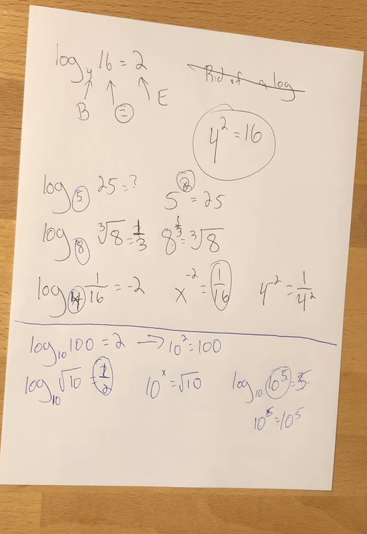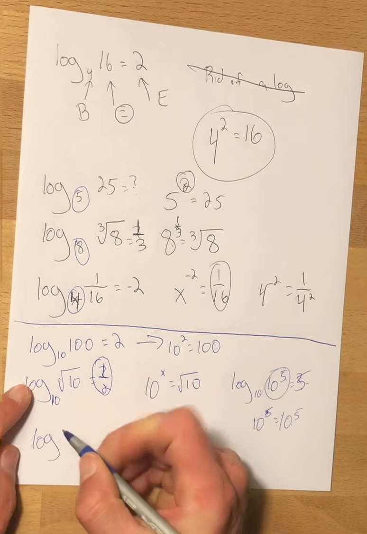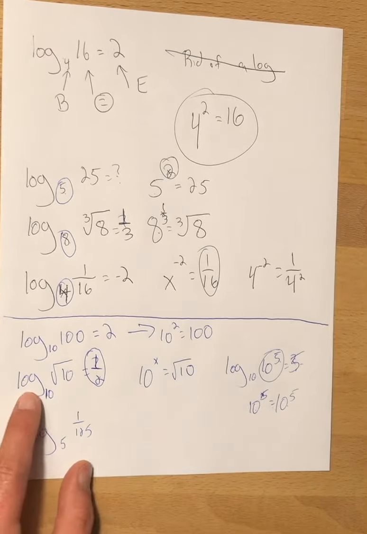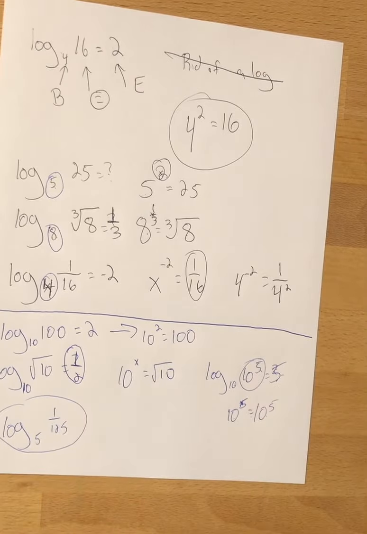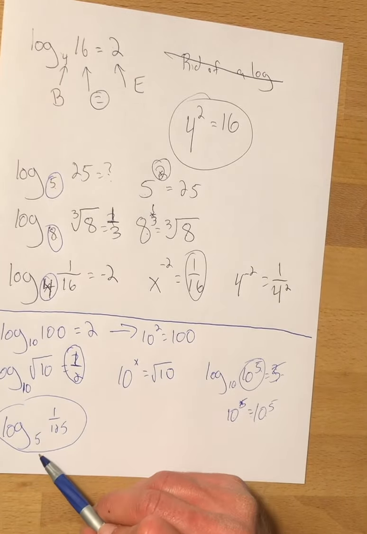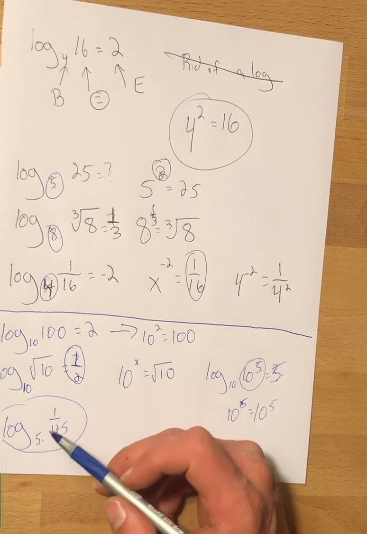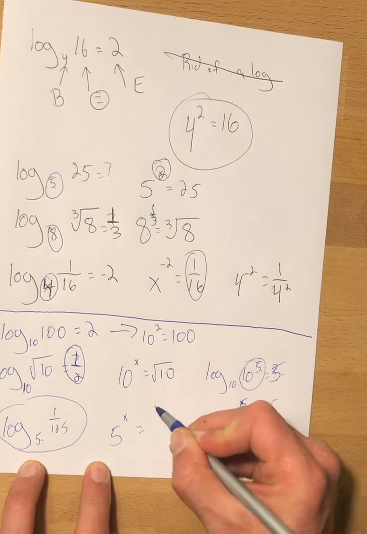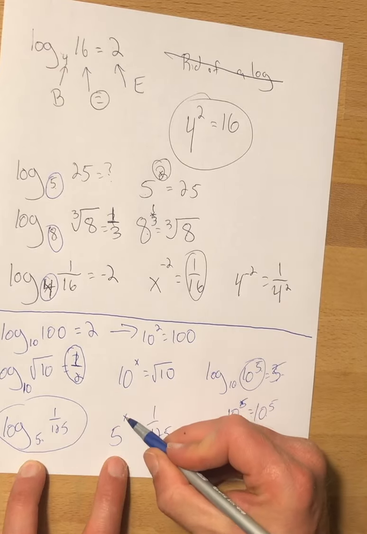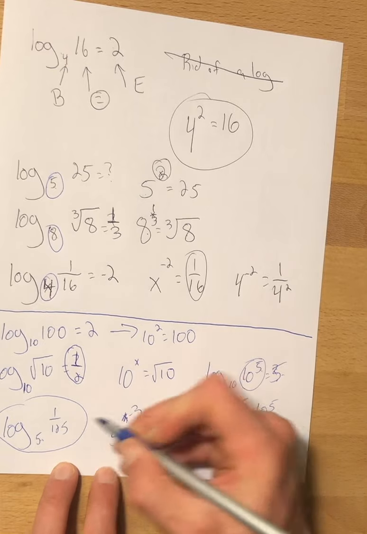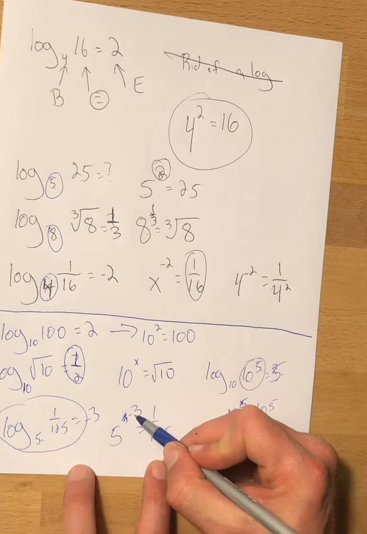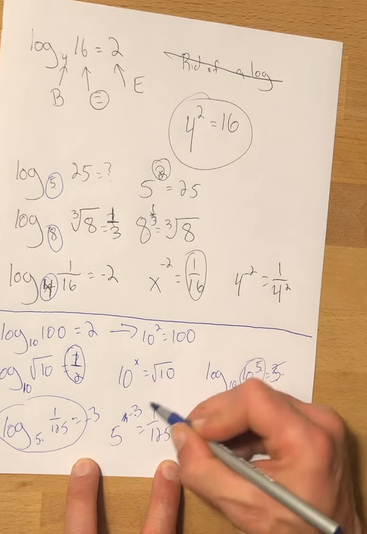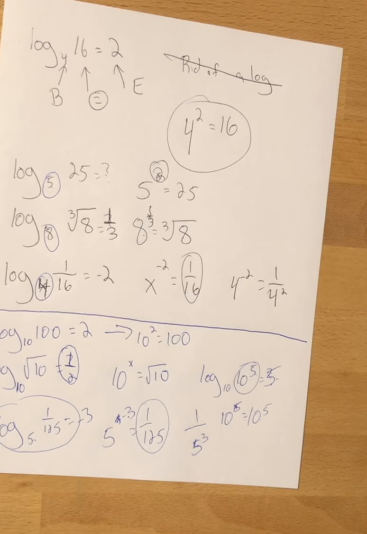Let's try another one. Log 1/125 of base 5. Let me ask you a question: is this right here a common log? The answer is no, because there's a base here. It's 5, not an invisible base 10. So what this is asking is, 5 raised to what power equals 1/125? The answer is -3, because 5 to the -3rd becomes 1 over 5 to the +3rd, which is 125.